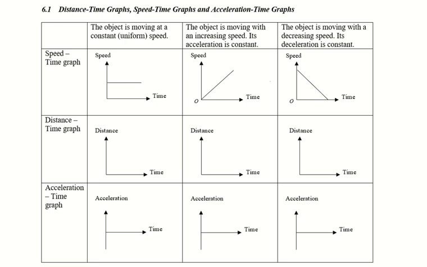Hello everyone, today we're going to learn how to draw a distance time graph and an acceleration time graph from a speed time graph in three different contexts: constant speed, increasing speed, and decreasing speed. So let's take a look at constant speed first.